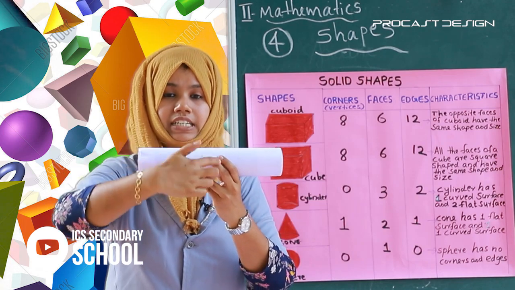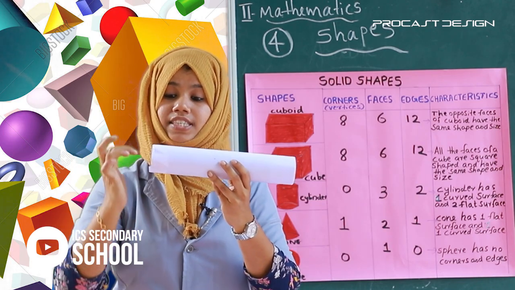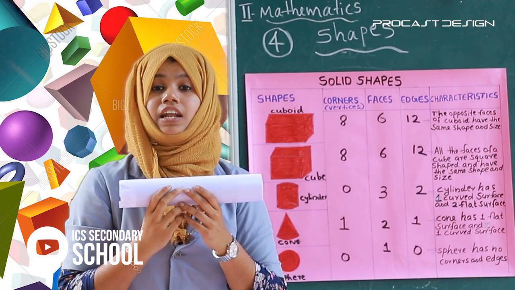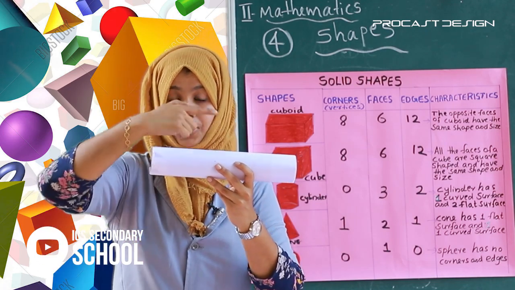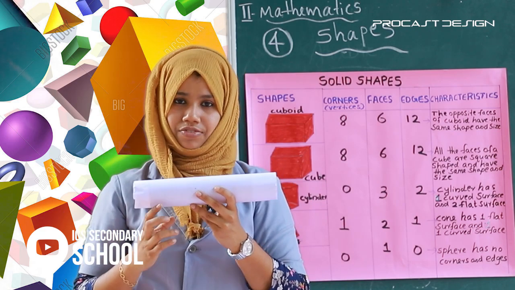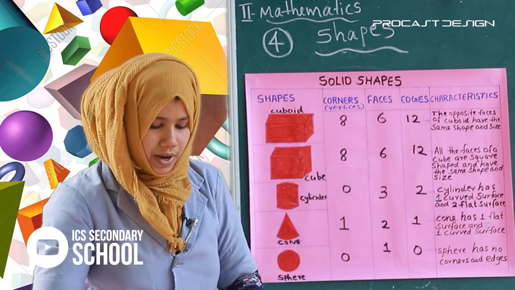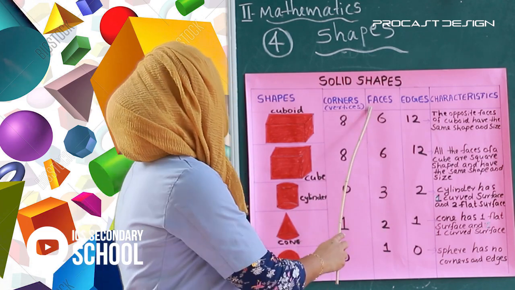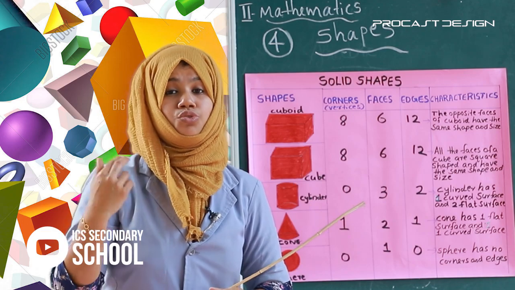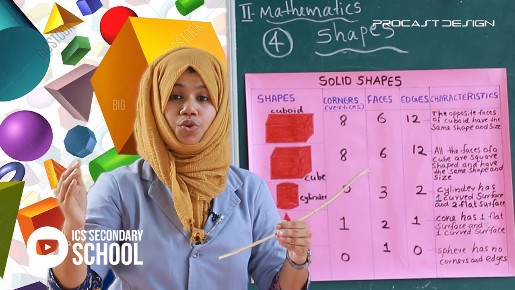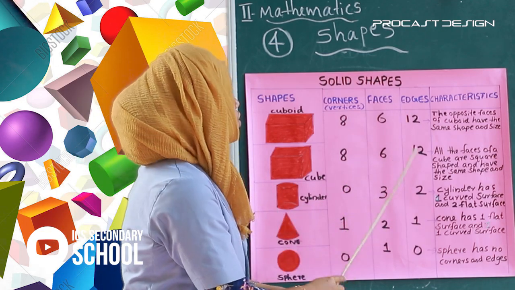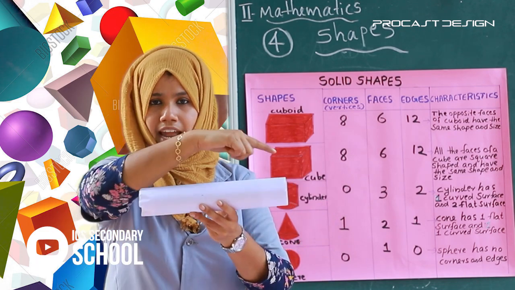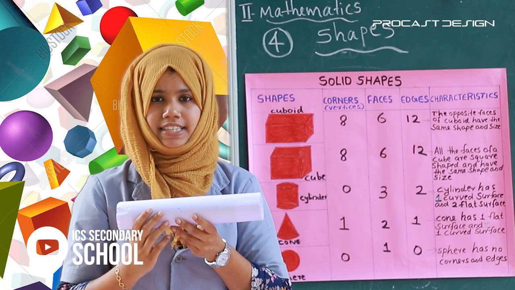That means one curved face and 2 flat surfaces. In a cylinder, there are 3 faces: 1 curved surface and 2 flat surfaces. Is it clear? So our third shape is the cylinder. It has no corners. Faces are 3, that is 1 curved face and 2 flat surfaces. Edges, 2 edges are there in a cylinder. Is it clear?